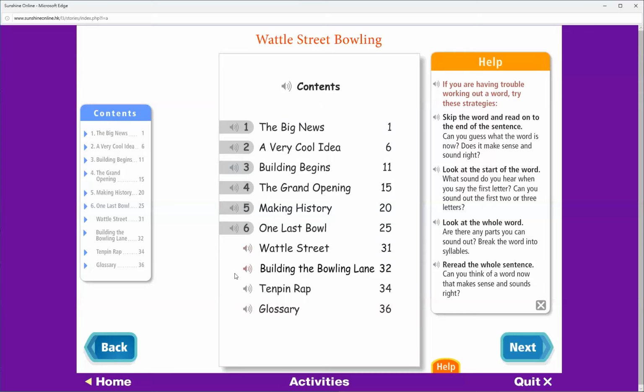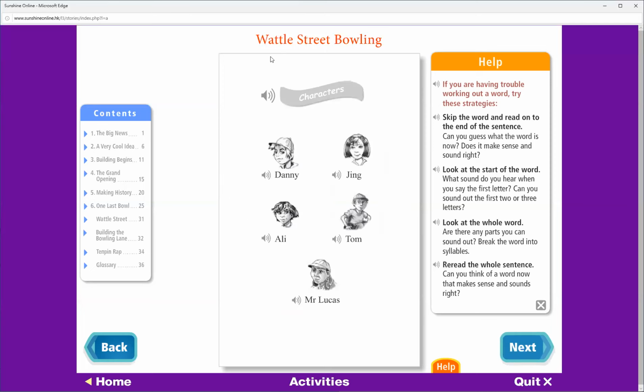Building the bowling lane. Page 32. 10-pin wrap. Page 34. Glossary. Page 36. Characters. Danny. Jing. Ali. Tom. Mr. Lucas.